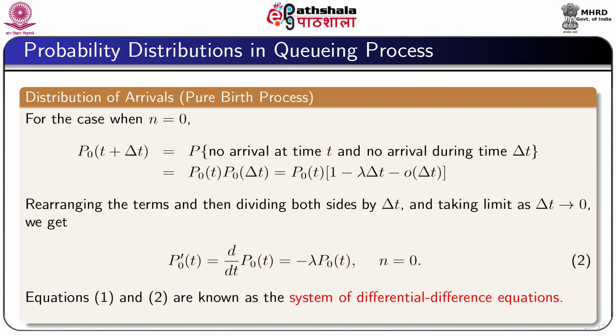Therefore, rearranging the terms and dividing both sides by Δt, taking the limit as Δt tends to 0, we ultimately get P0'(t) is equal to minus λ P0(t) for n equal to 0. The equations 1 and 2 are known as the system of differential difference equations. Now, we proceed to solve these differential difference equations.